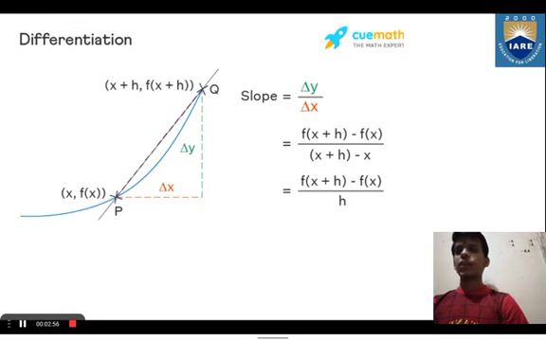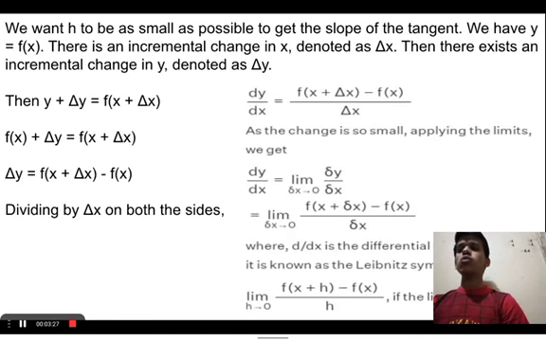So see, this is the point P and this is the point Q. Point P is (x, f of x) and point Q is (x plus h, f of x plus h). So here it is forming a secant, and if we want to find the slope of that line PQ, we will find del y by del x, that is f of x plus h minus f of x by x plus h minus x. On simplification, this will give f of x plus h minus f of x by h. So we want h to be as small as possible to get the slope of the tangent.